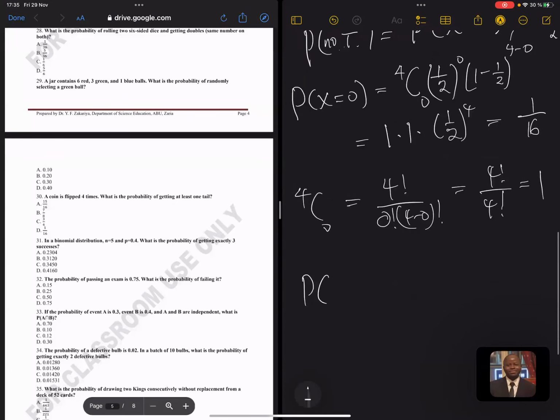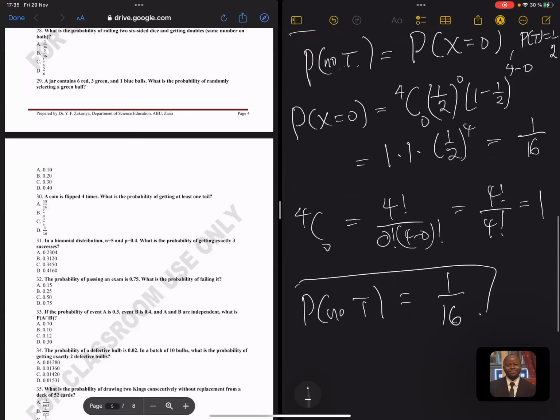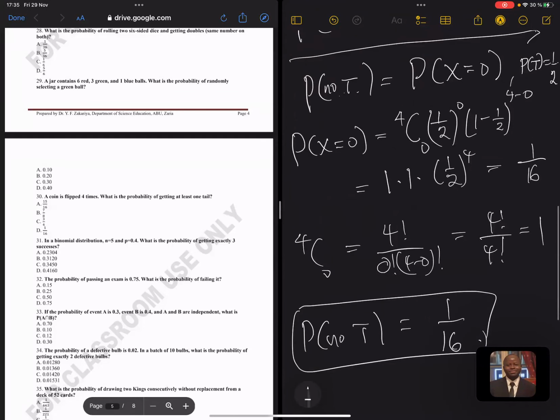So probability of no tail at all is 1 over 16. I want to stop here and hear your voices. What do you see about this before we proceed? Probability of no tail is 1 over 16, correct? Clear to everybody? Yes, sir.